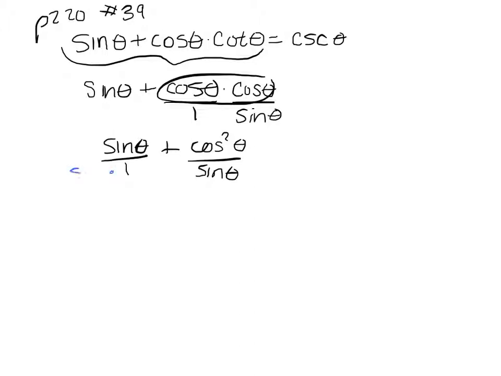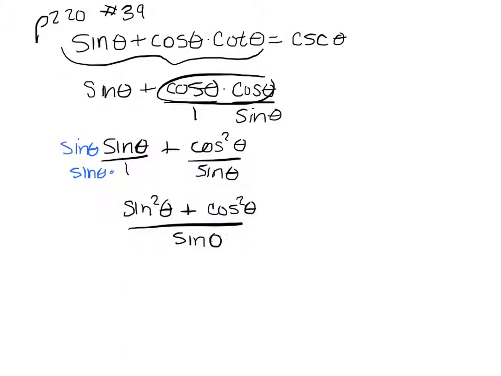So it's going to be sine. I'll multiply top and bottom by sine. So now on the top, I have sine squared. And because the denominator is the same, sine here and sine here, I can make it one fraction. So I have sine squared plus cosine squared all over sine. And remember, whenever you see a squared anything, you should check your Pythagorean identities and see if they help you out. Yep, sine squared plus cosine squared is 1, so I'll write that as 1 over sine.